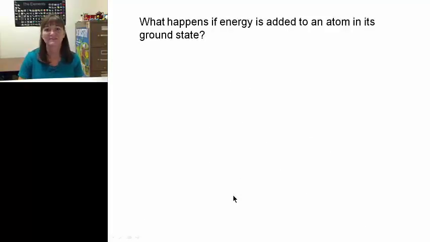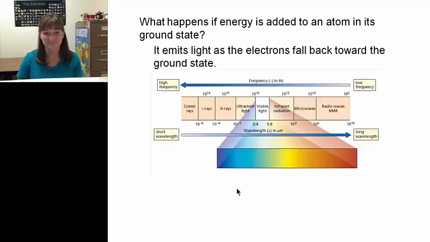So what happens if energy is added to an atom in its ground state? That's where we end up getting a lot of the colors that we see, is a result of the fact that when you put in energy, electrons move to a higher energy level. When those electrons come back down to the ground state where they want to be, they give that energy off. Sometimes that energy falls into different wavelengths. So we have this whole electromagnetic spectrum of the different wavelengths of energy.